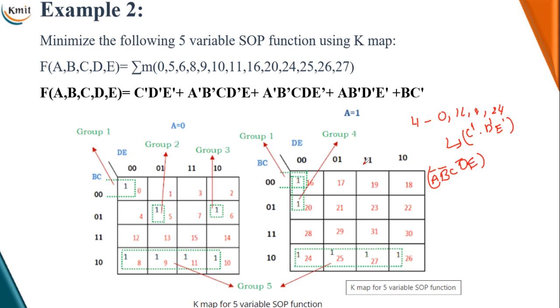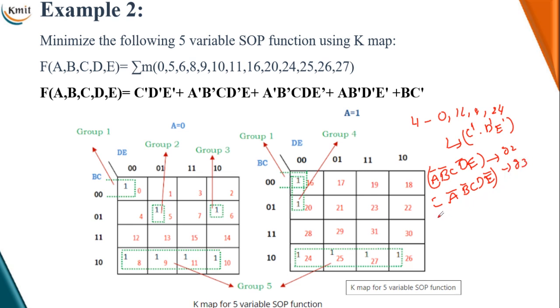Next, group 3 is also one more isolated term which doesn't have any pairing. It belongs to the first layer, so the A value is 0 for that minterm, A bar. It belongs to the first row, so B bar C, and it belongs to the last column element, so hence it is D and E bar. So D, E bar is your isolated term. So this is your group 2, which is the isolated minterm, and this is your group 3.